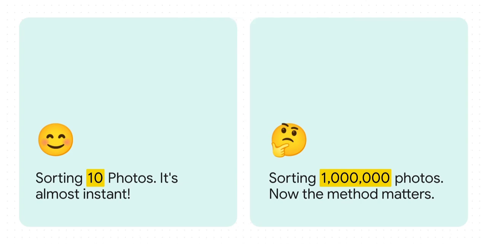Okay, just picture this. You're sorting photos on your phone. If you've only got like 10 pictures, it's a piece of cake. It's instant, right? But what if you had 1,000,000 photos? Suddenly, how you sort them becomes a massive deal. I mean, a really smart way to do it might take a second, but a clumsy, basic way, that could take minutes or maybe even hours. That right there is the problem of scale. And it's exactly where this whole idea of efficiency becomes absolutely critical.